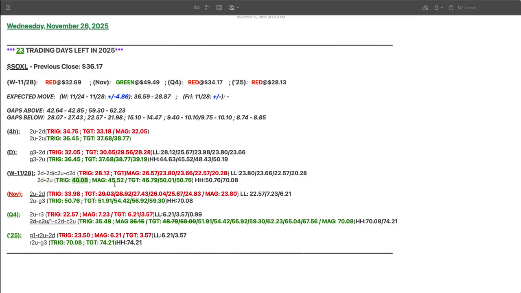That triggers at 40.08 and has a magnitude of 45.52. Highly doubt that even if we do trigger that, we would reach the magnitude. But you never know. So we've got to keep the targets on the board, right?